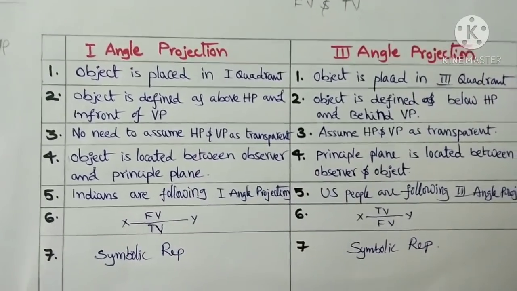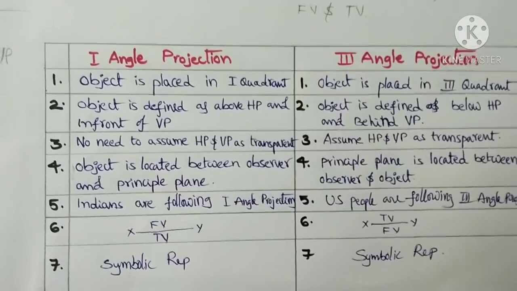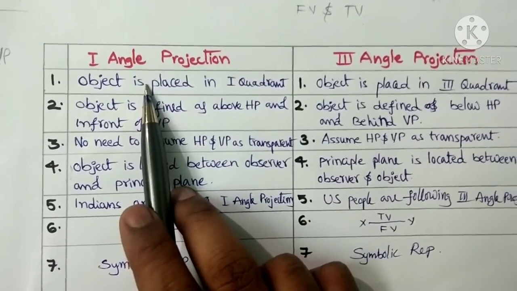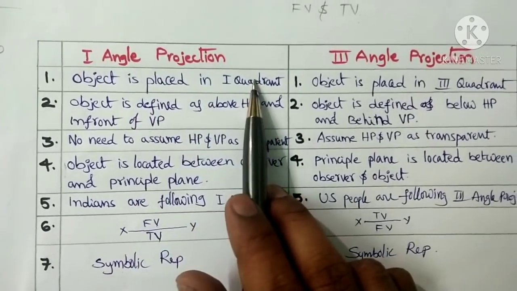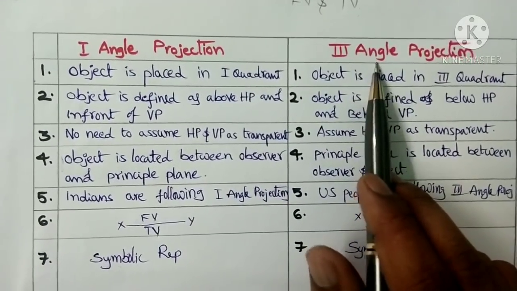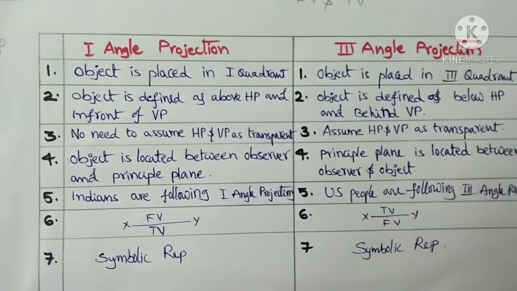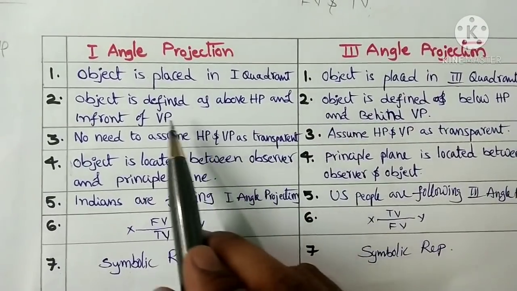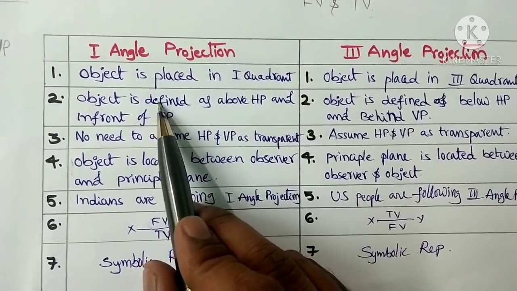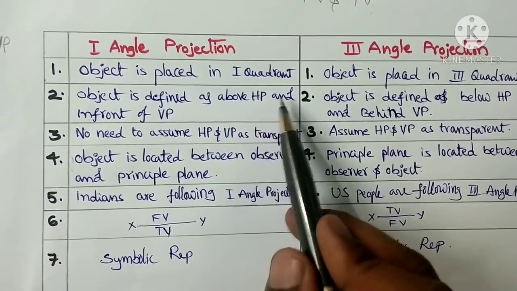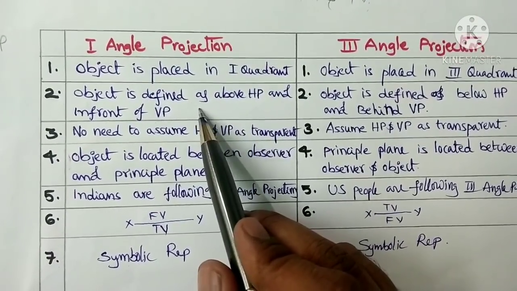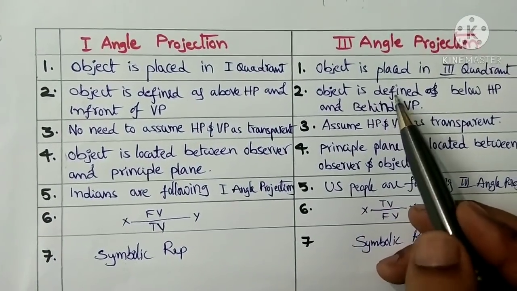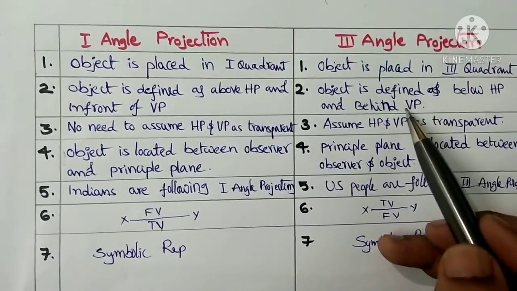I have prepared 7 differences. Let us see. According to the first angle projection, the object is placed in the first quadrant. And in the third angle projection, the object is placed in the third quadrant. In the second point, according to the first angle projection, the object is defined as above HP and in front of VP. This condition we have seen in the quadrant system. In the third angle projection, the object is defined below HP and behind VP.